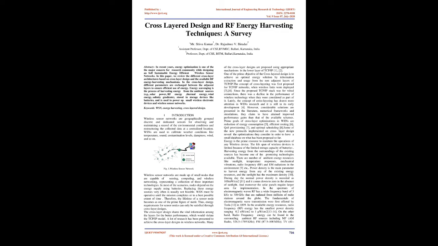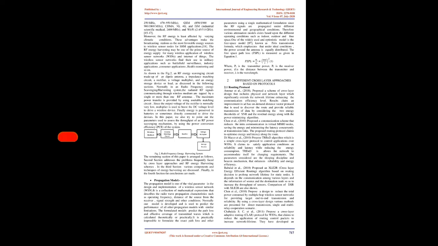In the spectrum of electromagnetic waves, RF has a wide frequency band of 3 kHz to 300 GHz that is radiated from millions of radio stations around the globe. The fundamentals of electromagnetic wave transmission were first offered by Tesla 12 in 1899. In the available energy resources, radio frequency, RF, energy has the smallest power density, ranging from 0.2 nW/cm2 to 1 µW/cm2 13, 14.